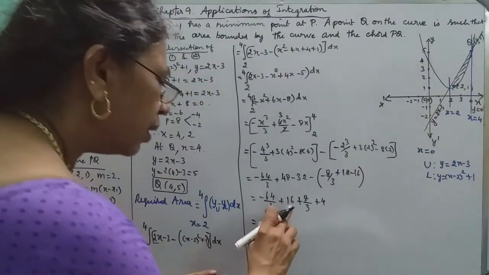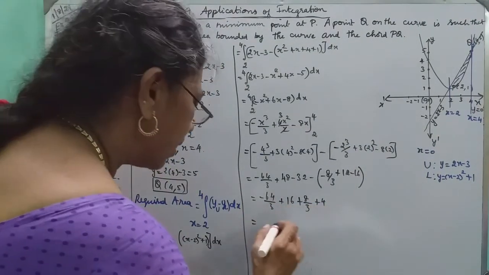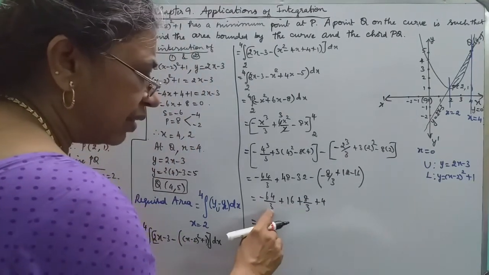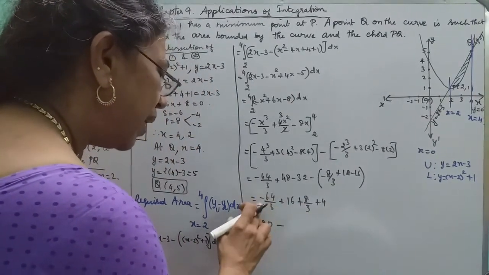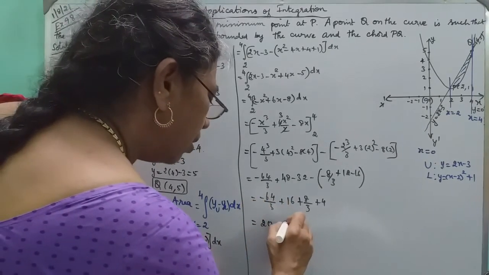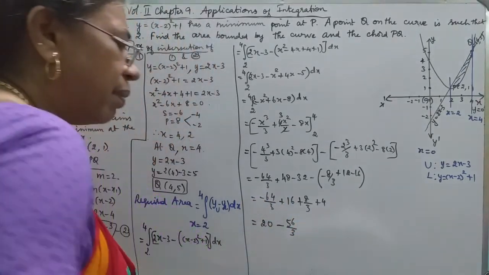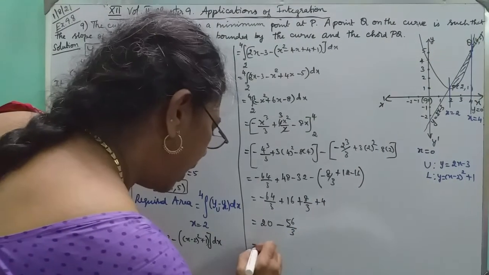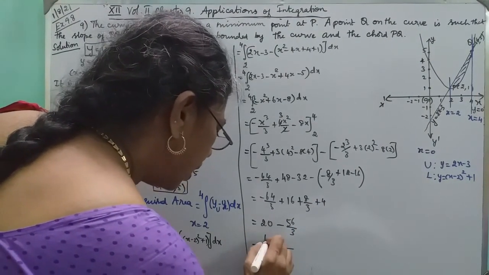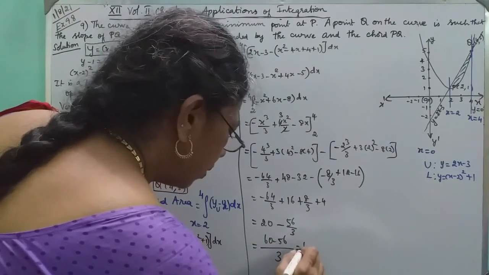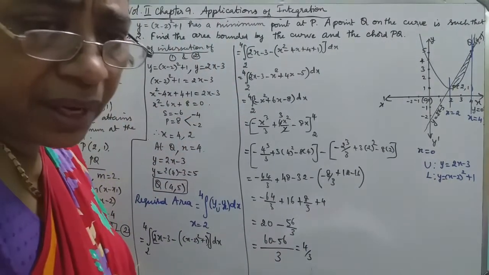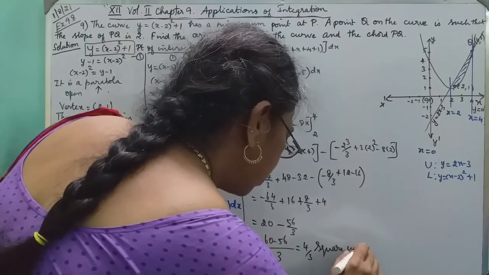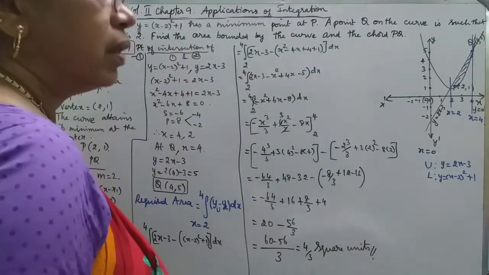Now take the whole numbers, 16 plus 4 is 20. And what about these two having 3 as denominator? This is minus 64 plus 8, so it will be minus 56 divided by 3. Am I right? Yes. Now if you take LCM, so 3, here 60 minus 56. So the answer is 4 by 3 square units. Okay, bye.